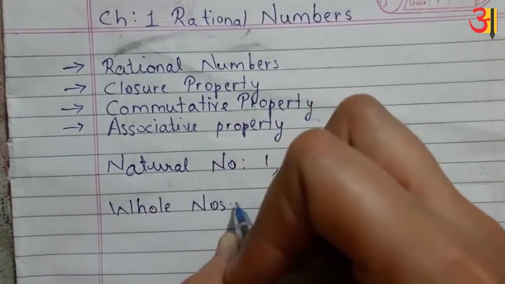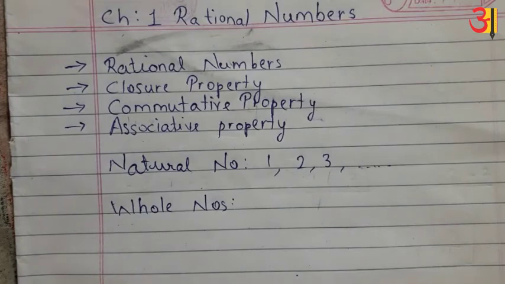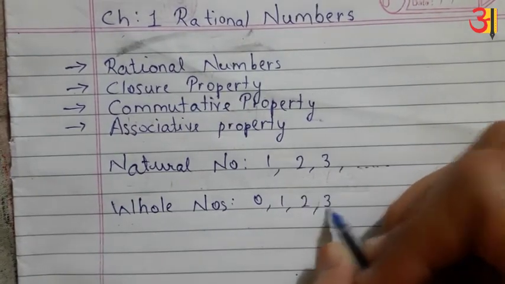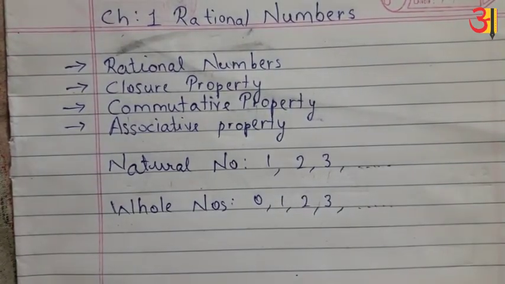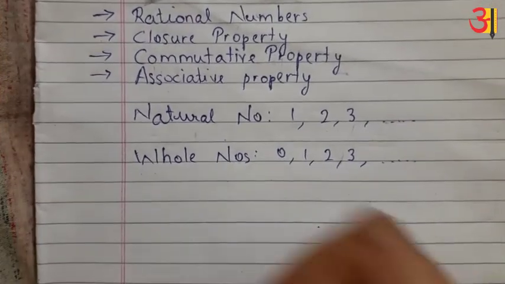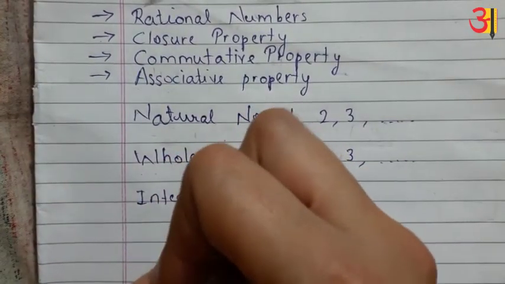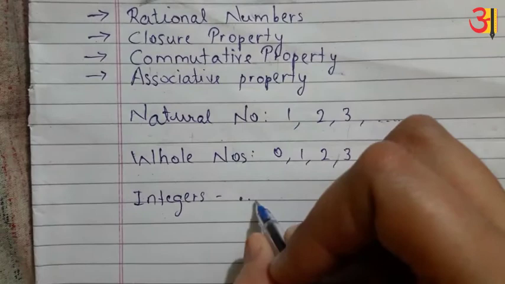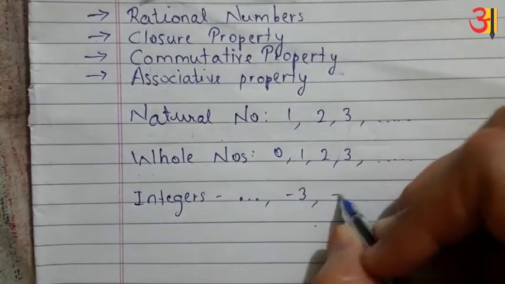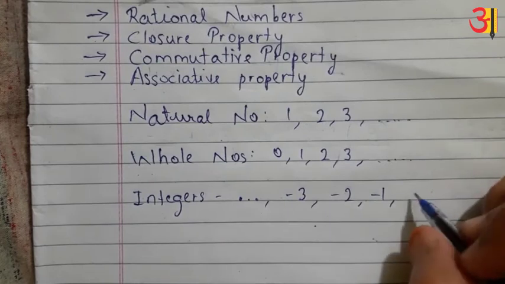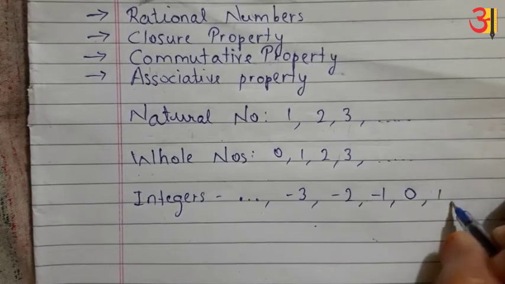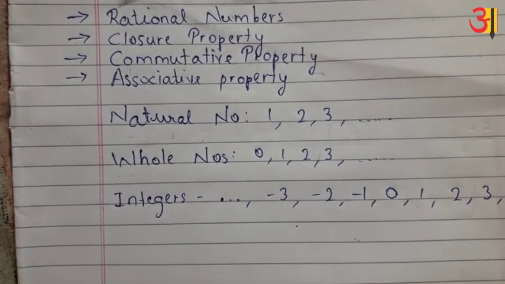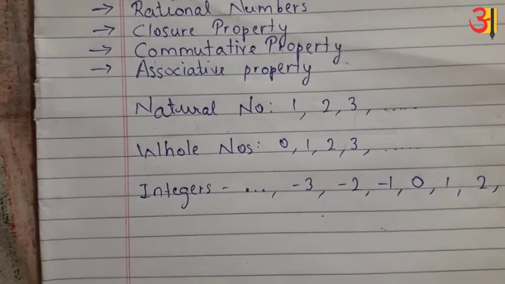After that, we come to whole numbers. Whole numbers are the same as natural numbers, but these numbers start from 0, 1, 2, 3 and continue up to infinity. After that, we come to integers, which consist of the whole numbers, but with that they also include some negative numbers, that is -3, -2, -1, 0, 1, 2, 3 and up to infinity.